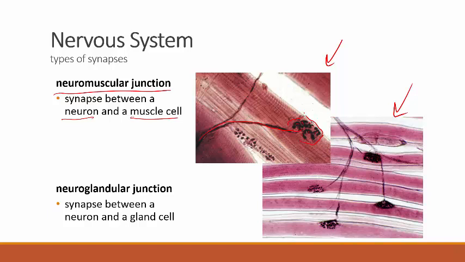A neuroglandular junction is a synapse between a neuron and a glial cell, and again there's the same kind of construction here. We have an axon coming down to an axon terminal, and it comes close to but doesn't touch the glial cells to stimulate secretion or to stop the secretion once neurotransmitter is released.